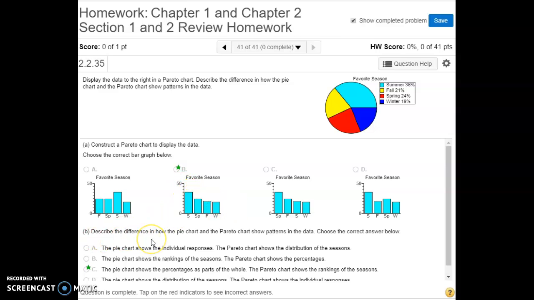And the difference between how these two display the data: pie charts are great at showing how percentages relate to the whole. You can see how much each piece of the pie contributes to the overall total. You can easily see that from a pie chart. And then Pareto charts are great at showing rankings and comparisons between the different data. And so specifically rankings with Pareto charts because they're in order. You can see which season is the most favorite to the least favorite.